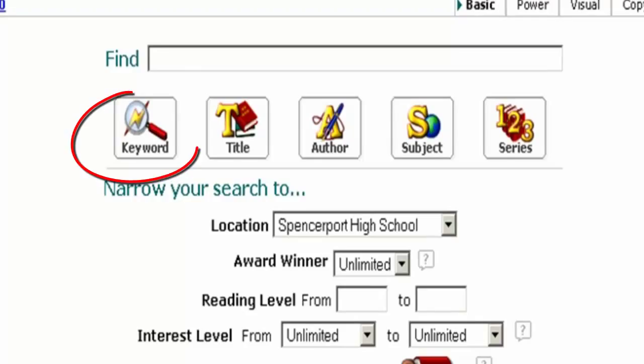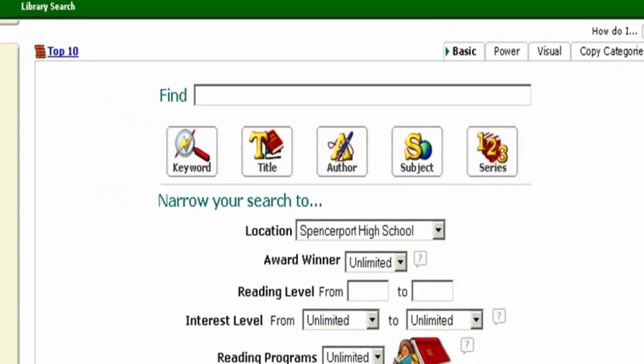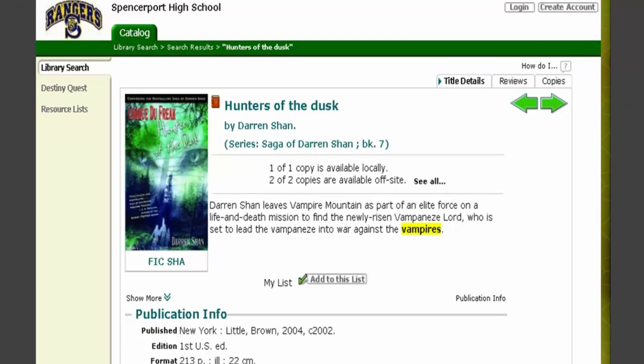This is a screenshot of the Destiny software library automation system by Follett. Patrons can search by keyword, title, author, subject, and even more. It's really nice to have this type of automation system, but how do you get all this information in there? This is an example of what your student might see if he or she looked up the book Hunters of the Dusk by Darren Shan.